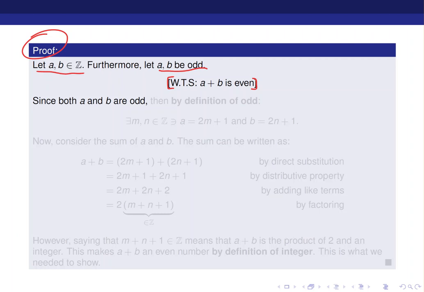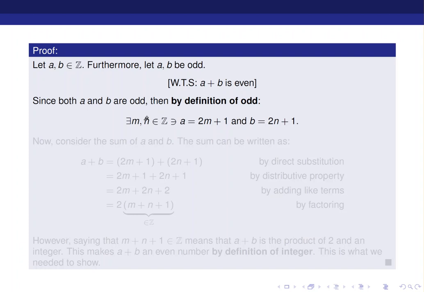Since both a and b are odd, then by the definition of the word odd, what do I know? Well, if they're odd, that means that there are other integers such that a is going to be 2 times that integer plus 1, and b is going to be 2 times that integer plus 1 also.